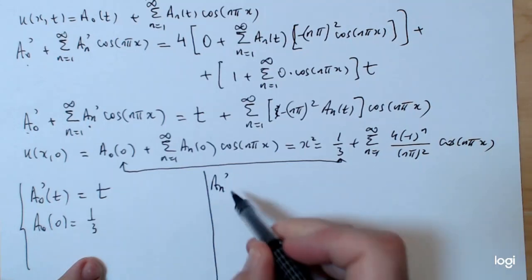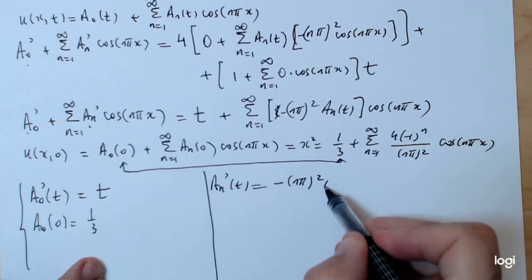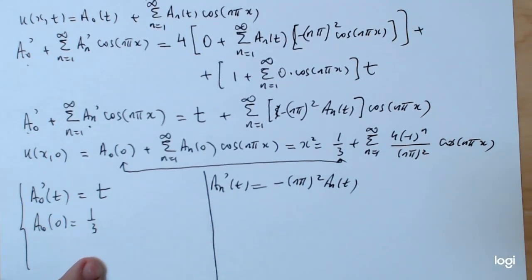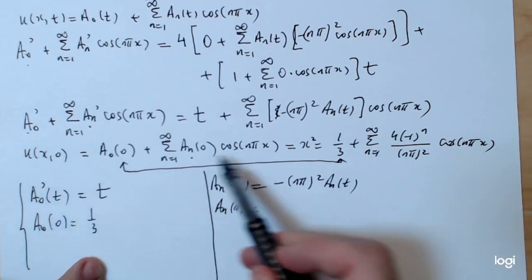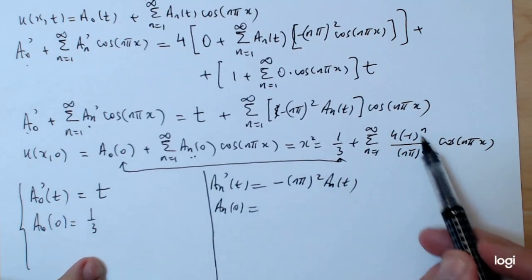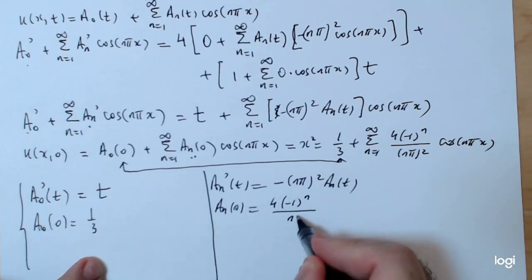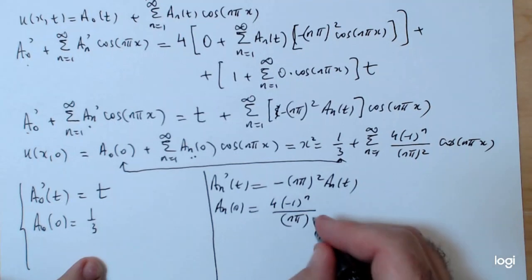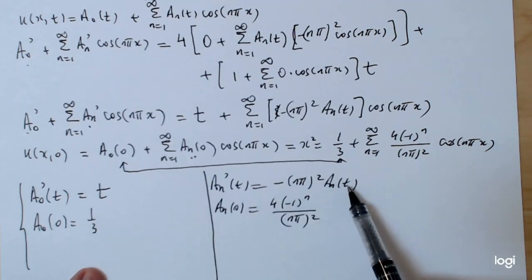So a_n'(t) equals minus n pi squared a_n(t). The initial condition for a_n(0), again, comes from the initial condition, so a_n(0) equals the coefficient of cosine of n pi x, which is, in my case, 4 times (minus 1)^n over n pi squared. So we're lucky somehow that these equations are actually a little bit easier to solve than previous ones. This is just an exponential ODE.